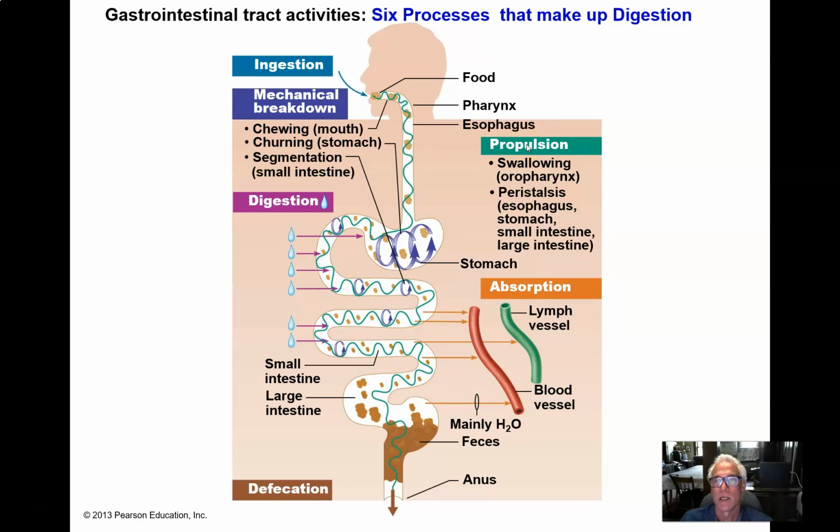Propulsion is just mixing and moving stuff around, right? We'll talk more about swallowing, glutition, deglutition, peristalsis, movement of stuff through the digestive tract by muscular action, and also mixing. So we have digestion, breaking down macromolecules into monomers, absorption of those monomers into the blood and into the lymph, and then finally defecation, getting rid of the materials that are not digested.